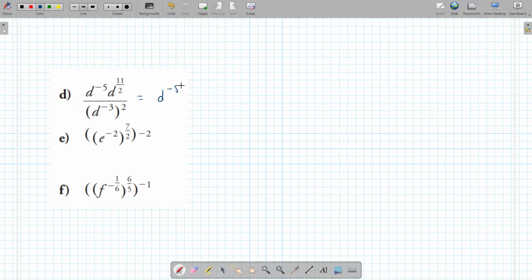D to the -5. We add this with 11/2. And then do we add or subtract the 6 from the denominator? Subtract. So you would subtract the -6, which becomes a +6 like this, right? And this becomes D to the 11/2 plus 1. And 1 is just 2/2, so it becomes D to the 13/2. And that's it. For E, what's the exponent?